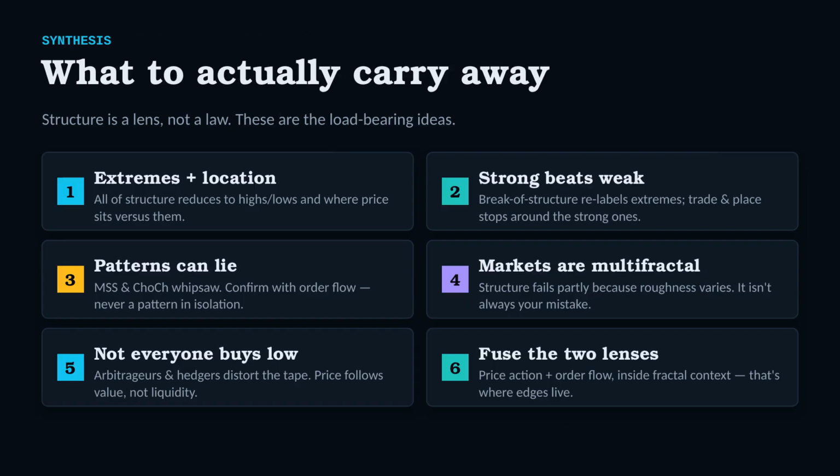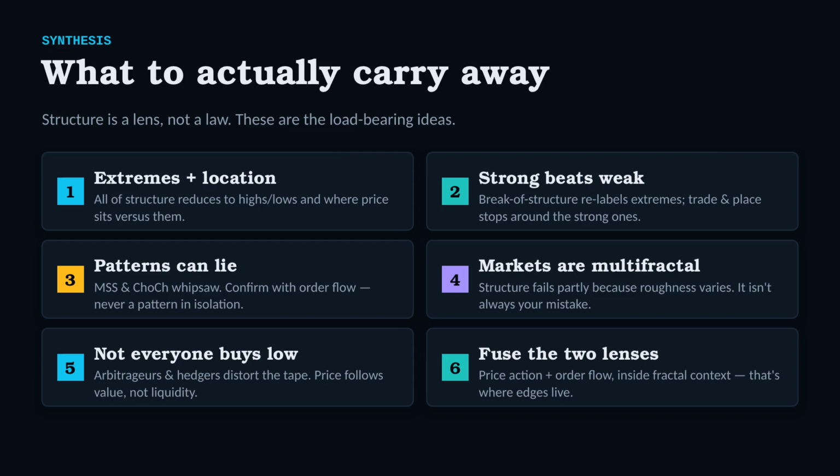6 ideas to carry with you. 1. Extremes plus location. All of market structure reduces to highs and lows, and where price sits relative to them. 2. Strong beats weak. A break of structure relabels extremes. Trade around the strong ones and place your stops behind them. 3. Patterns can lie. Market structure shifts and changes of character whipsaw constantly. Confirm with order flow. Never trust a pattern in isolation.